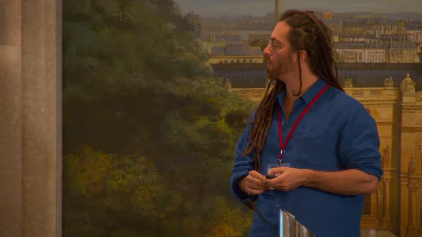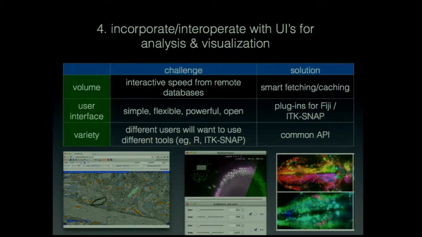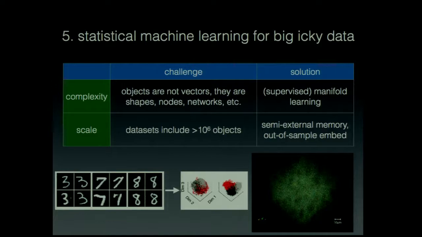Jeremy already talked about his analysis and visualization work, so I'll just say that's really important. We need more of that. And then there are some statistical machine learning issues here. There are a bunch of people in the room who do this kind of thing, so it's worth pointing out that the data that come out of these data sets are not vectors. You can obviously represent them as vectors if you want, but they're more complicated objects. They're networks, they're shapes, they're multivariate time series.